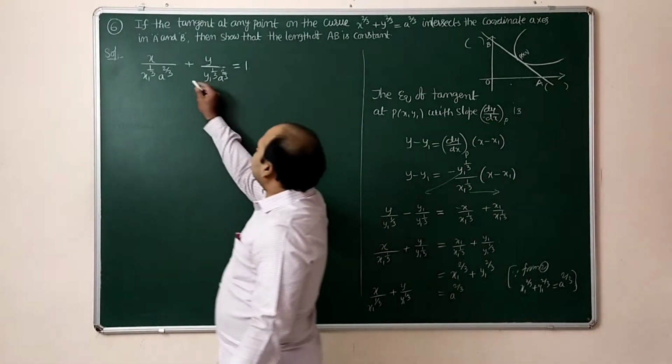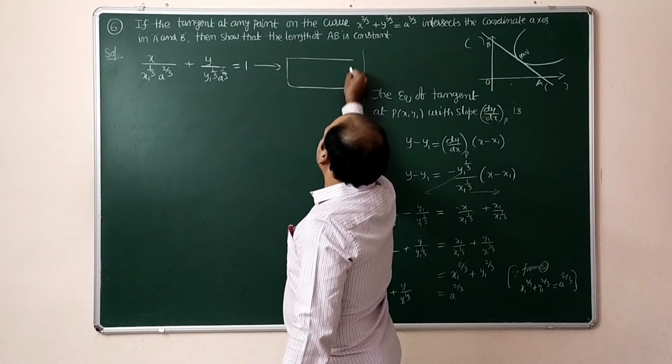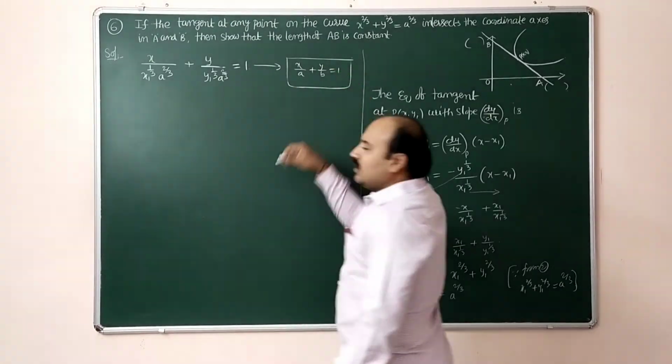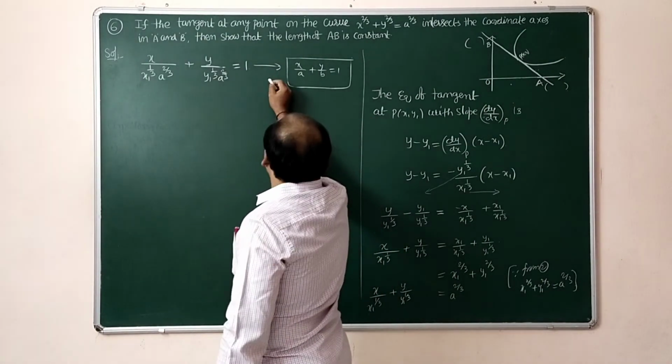So now it is in the form of, just roughly I am saying, intercept form x by a plus y by b equal to 1. Observe that this is the tangent equation. You take it as equation number 3.